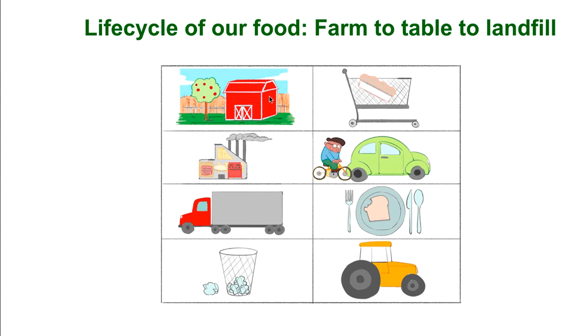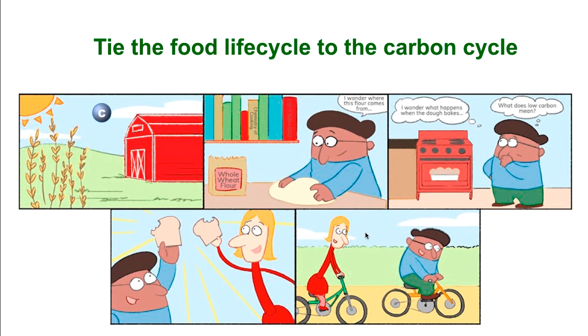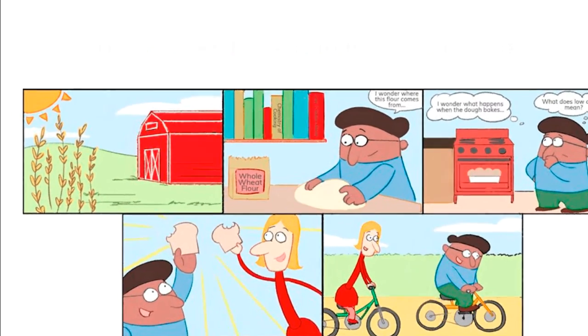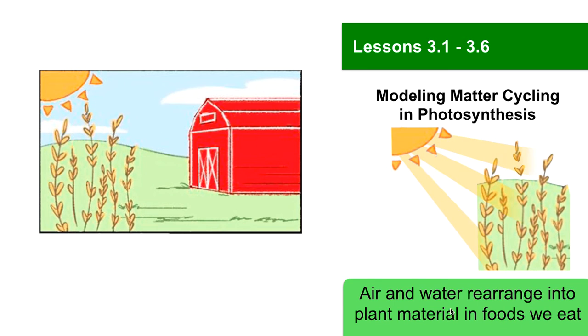And that's what we're going to do with the life cycle of food. We're going to follow it from farm to table and any uneaten food into the landfill. As we make that journey, we tie the food life cycle to the carbon cycle, tracking where carbon comes from and goes to every step along the way. We start with the cycling of matter in photosynthesis. We emphasize how air and water molecules rearrange into the plant materials that we eat.